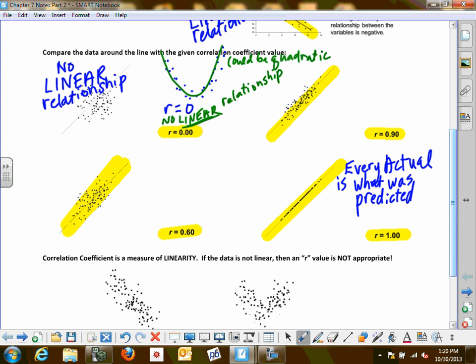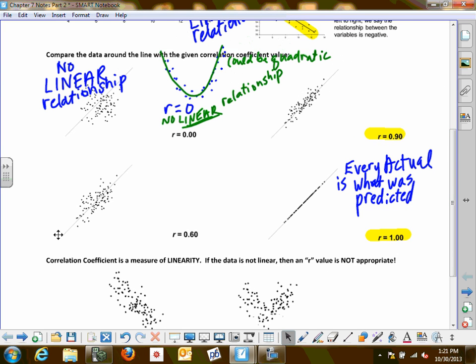So you compare those, your R of 0.6 to your R of 0.9, see those are clustered closer around the mean. Now, another point of confusion that I've had amongst my students is sometimes they think that the R value is related to the slope, and that is not the case. Do you see that the slope of all of these lines is about the same?